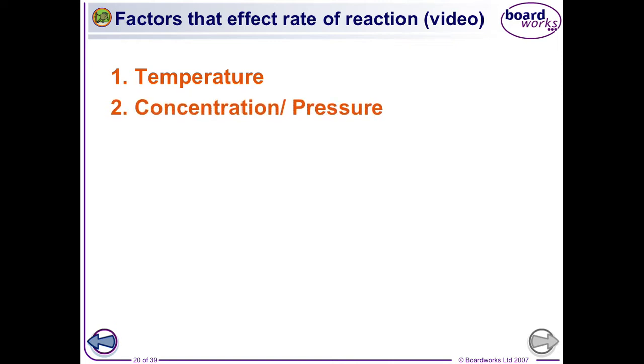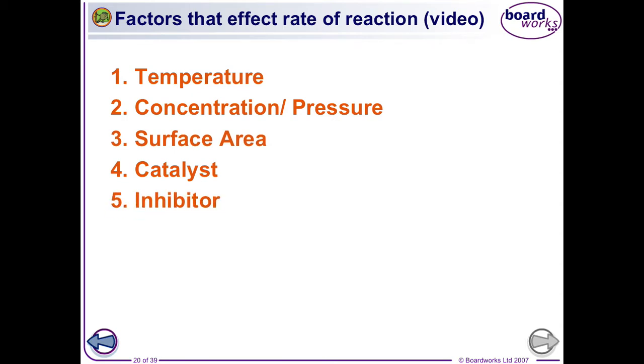The 5 factors that you should have gotten from that video should have been temperature, concentration and pressure, surface area, catalyst, and inhibitor.